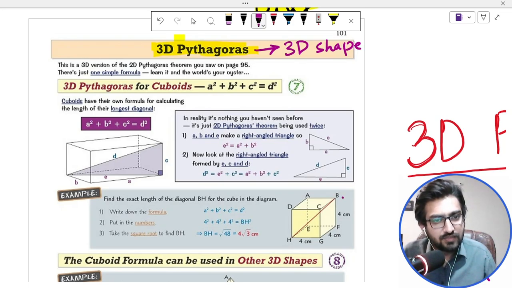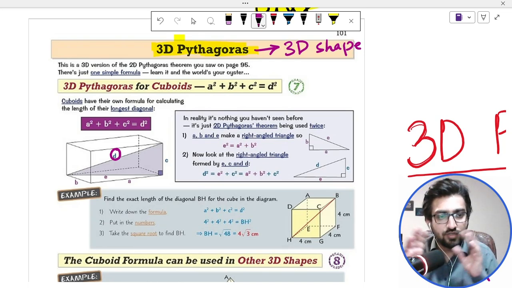What is a 3D shape? This is a 3D shape. That is a three-dimensional shape, right? So now let's apply. The scenario given here is the question. You focus here on this triangle, on this shape. Let's see what we want to find. Here we want to find out D, right?